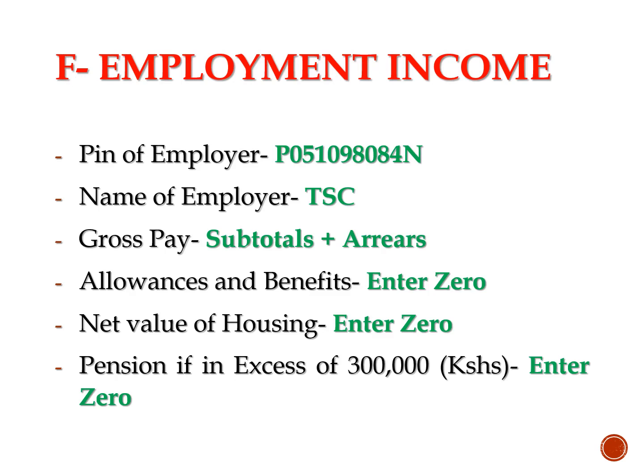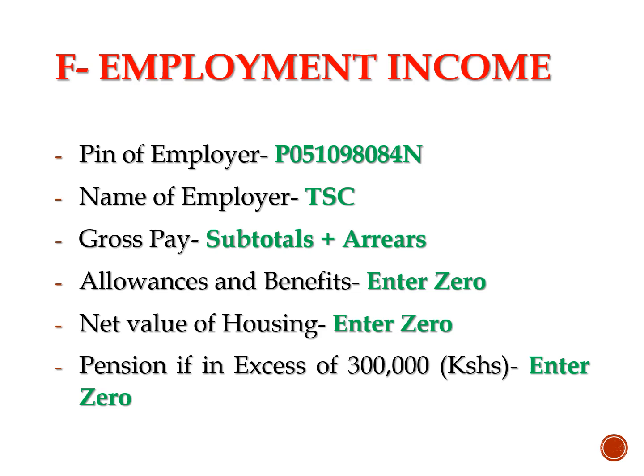Then proceed to the employment income. The PIN of the employer is there, it's P0510988084N. The name of the employer is definitely TSC. For the gross pay, I hope you are armed with your P9 document. You are going to your subtotals plus arrears. Sometimes you will find no arrears, so you just take the subtotals. But if there are arrears, just below the subtotals there is something written arrears, then you add them to the subtotals. That is what you write under gross pay.